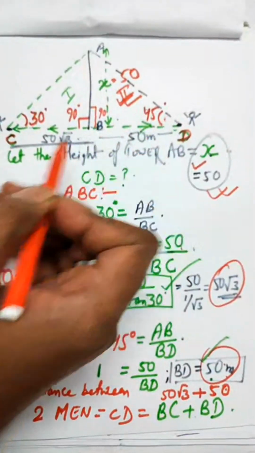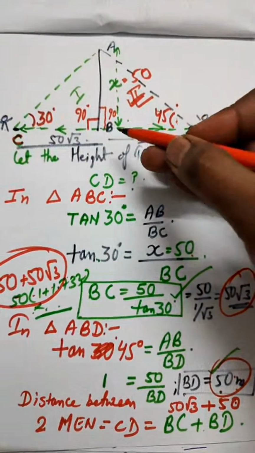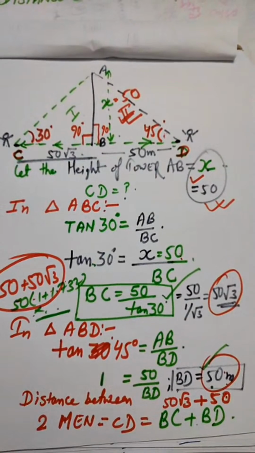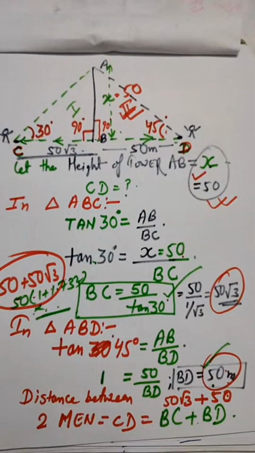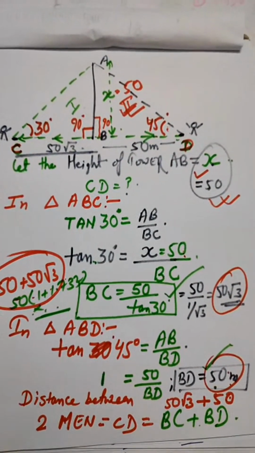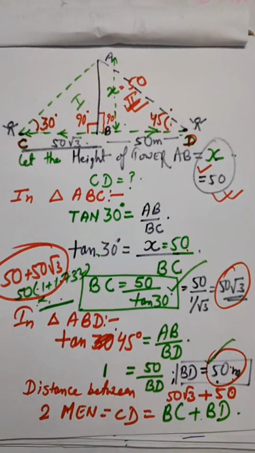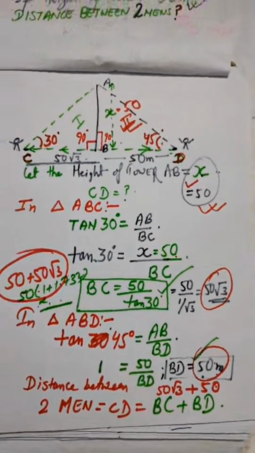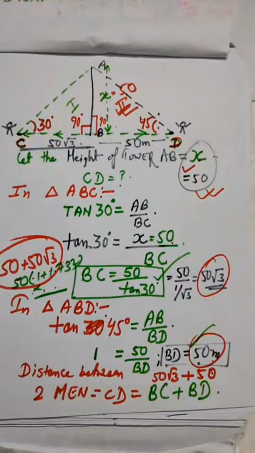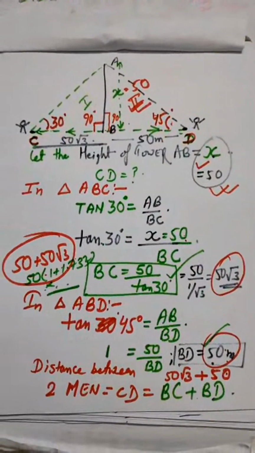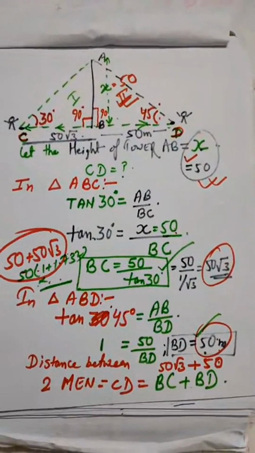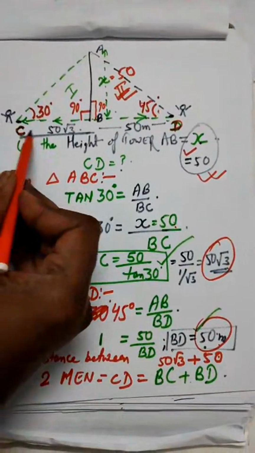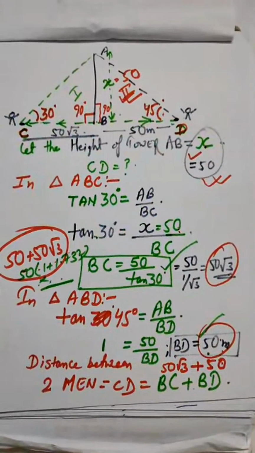Here you can see CD. So in this question, or in such questions of height and distance, we need to understand how to break up the given figure, right? Here we have seen that we applied the tangent ratio on both the triangles with angles of elevation of 30 degrees and 45 degrees, and we are able to calculate the distance between the two men standing at C and D, right?